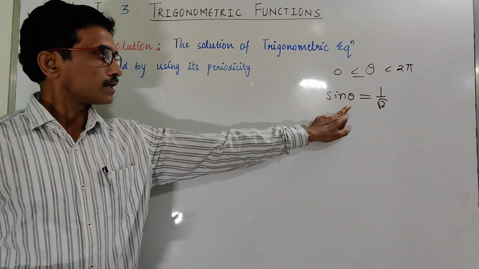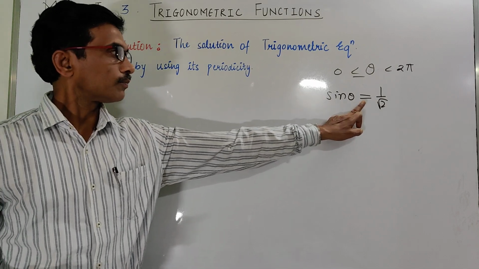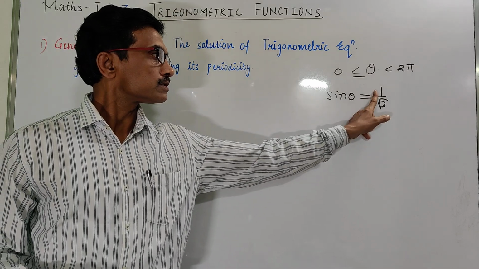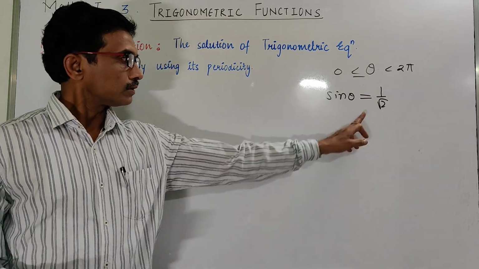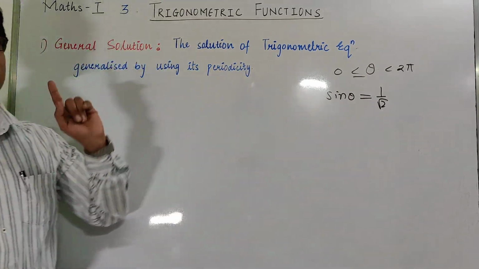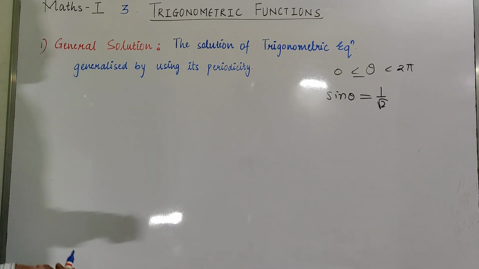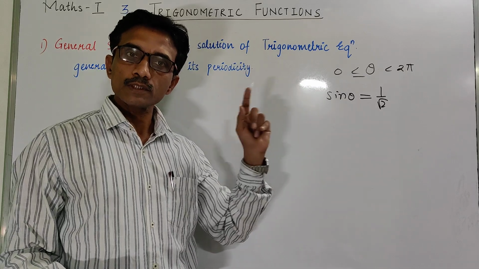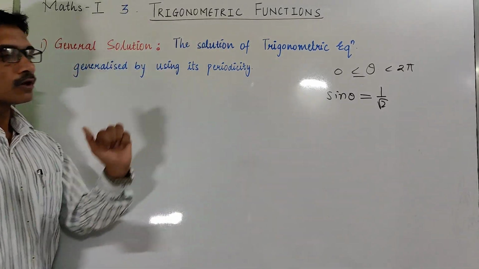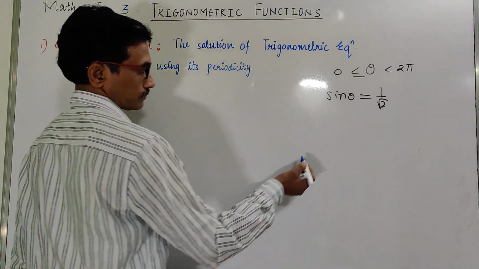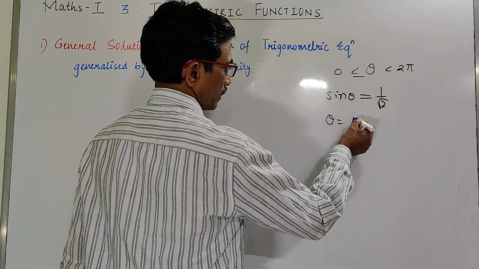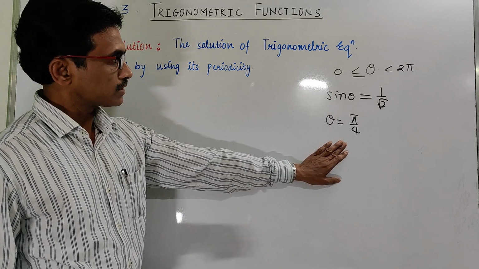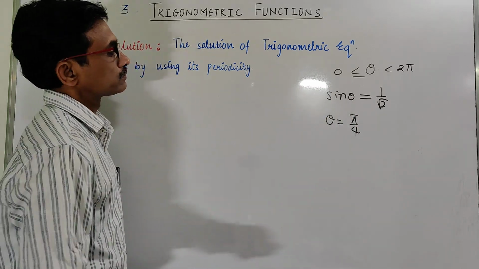You know theta is equal to pi by 4. Sin of pi by 4 becomes 1 by root 2. And sin is positive here, so it must be in the first and the second quadrant. So listen, sin theta is equal to 1 by root 2. What are the solutions of this equation? The solution of this equation is theta is equal to pi by 4, in the first quadrant as well as in the second quadrant.